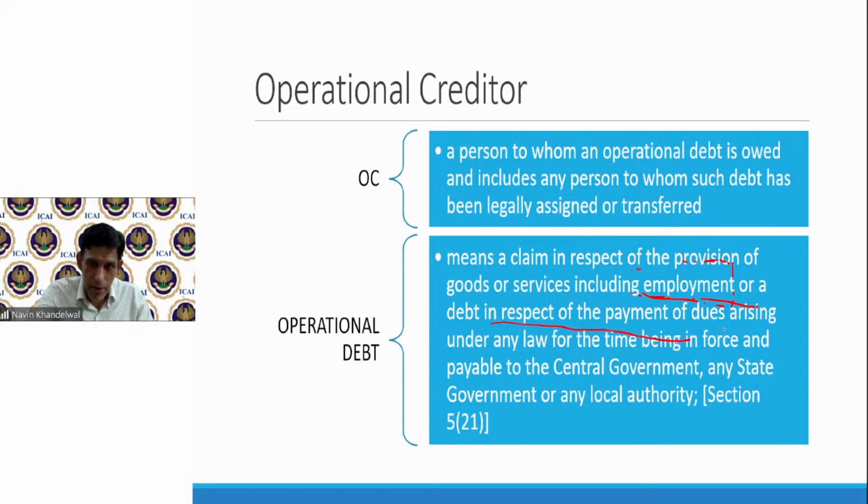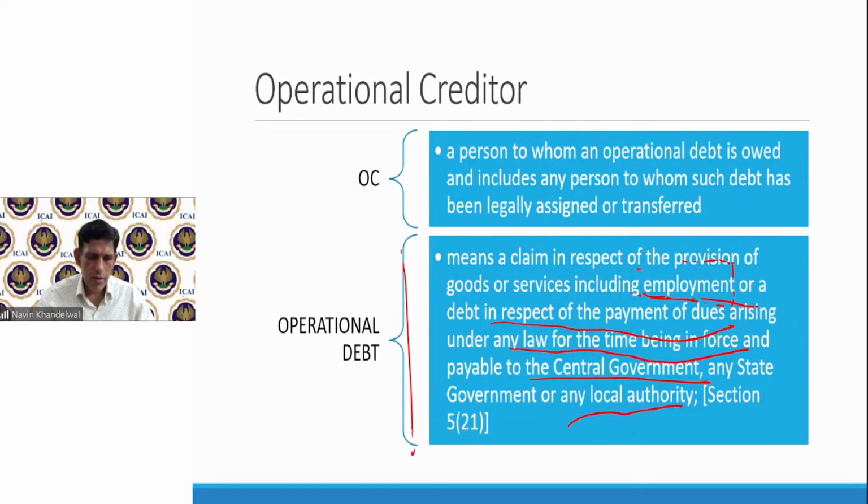or a debt in respect of the payment of dues arising under any law for the time being in force and payable to the Central Government, state government, or local authority. That means what? Income tax, GST, whether it is CGST, SGST, or payment to be made to the municipal corporation, MPB. This will all classify under operational debt. Any questions, friends? Very important.